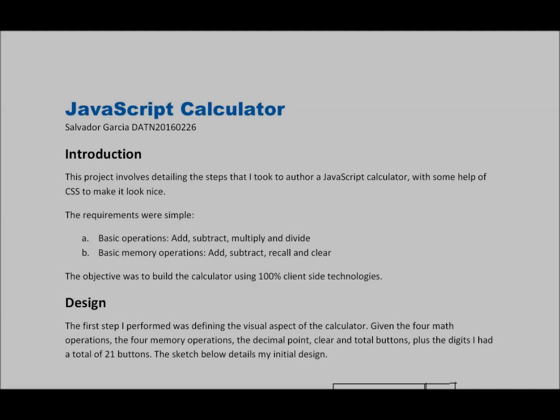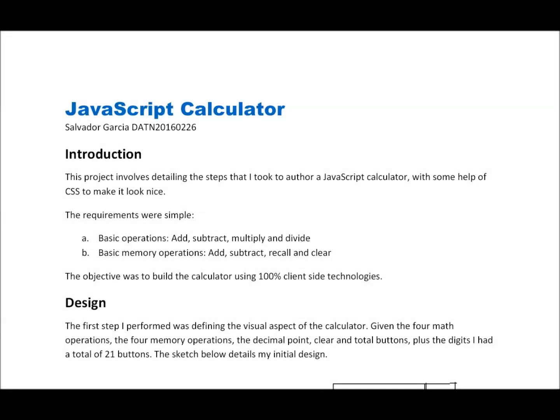Tech notes describe how I built a JavaScript calculator using only client-side technologies such as HTML, CSS, and JavaScript. The objectives for the calculator were quite simple. First of all, it was going to handle only basic operations: add, subtract, multiply, and divide, and also basic memory operations such as add to memory, subtract from memory, recall, and clear.